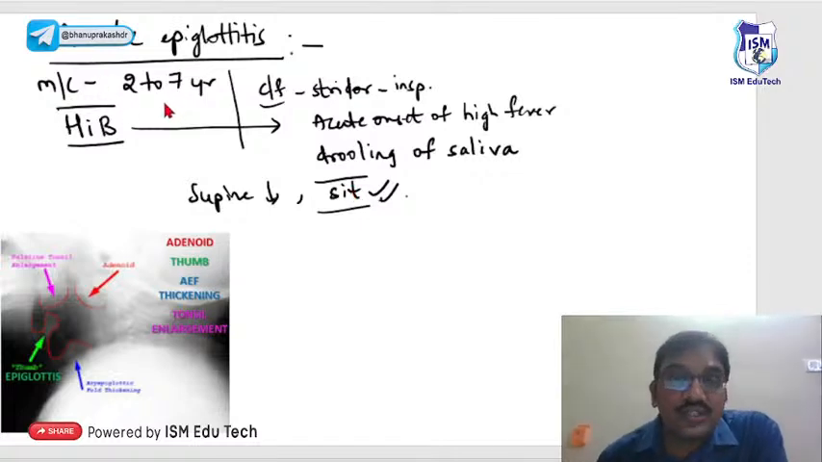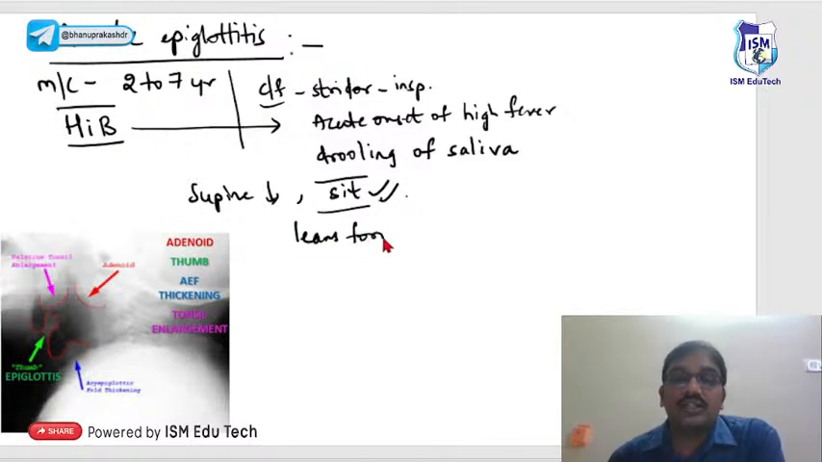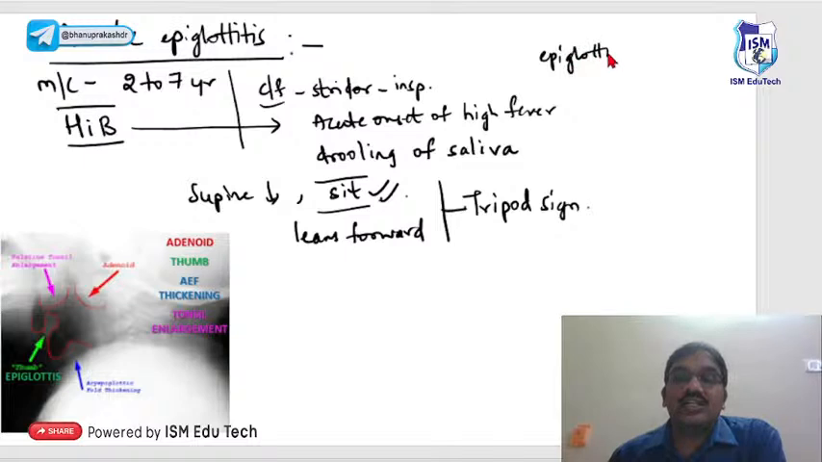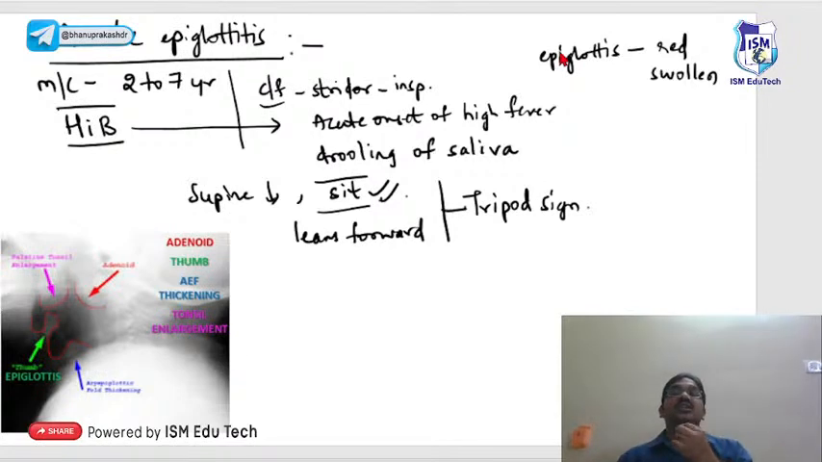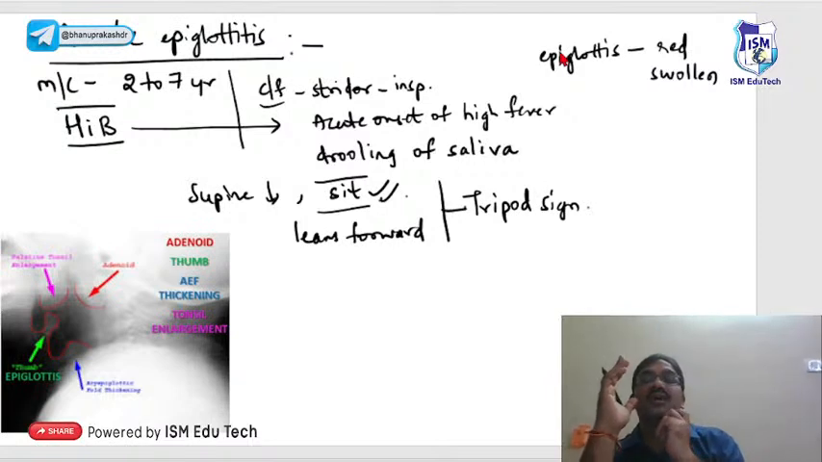And he always tries to lean forward. So he tries to sit on his legs and lean forward. This is called tripod sign. So tripod sign is seen in acute epiglottitis. On examination you can see the epiglottis, because it is only epiglottitis, it will be very red and swollen. A red and swollen epiglottis will be the sign. And if you see directly, because children have a bit higher larynx, the epiglottis will already be in a higher position.